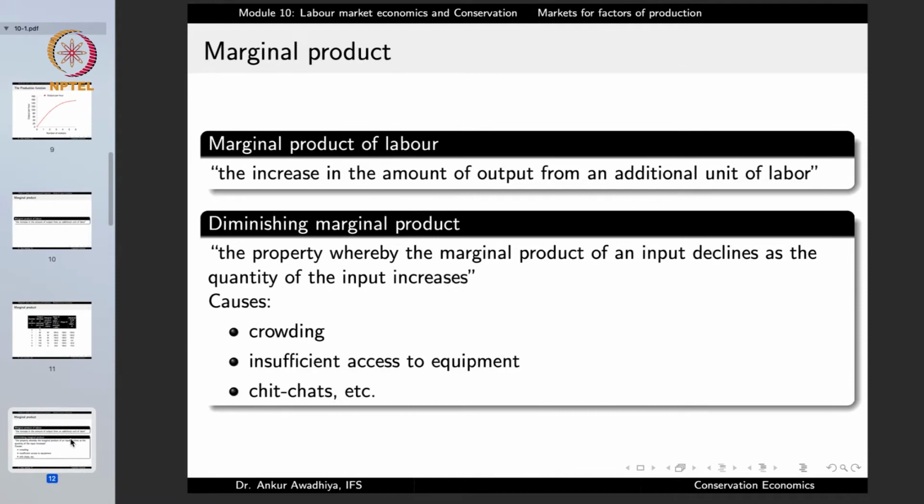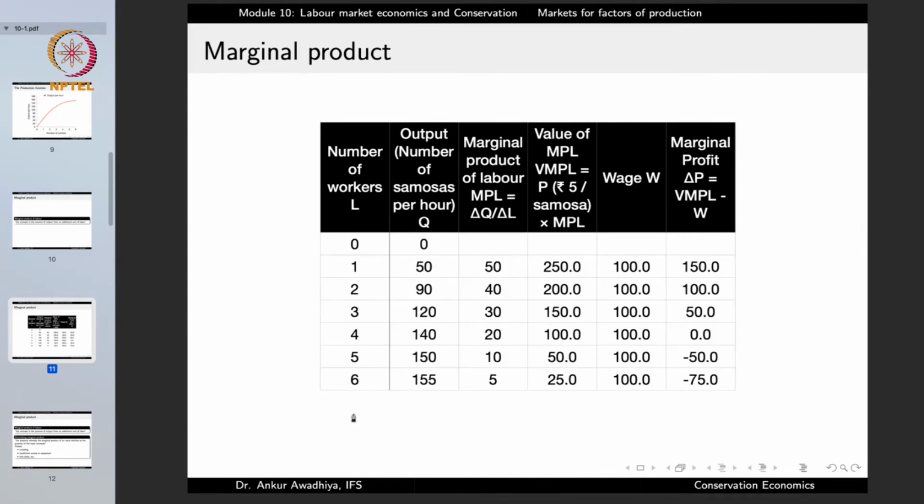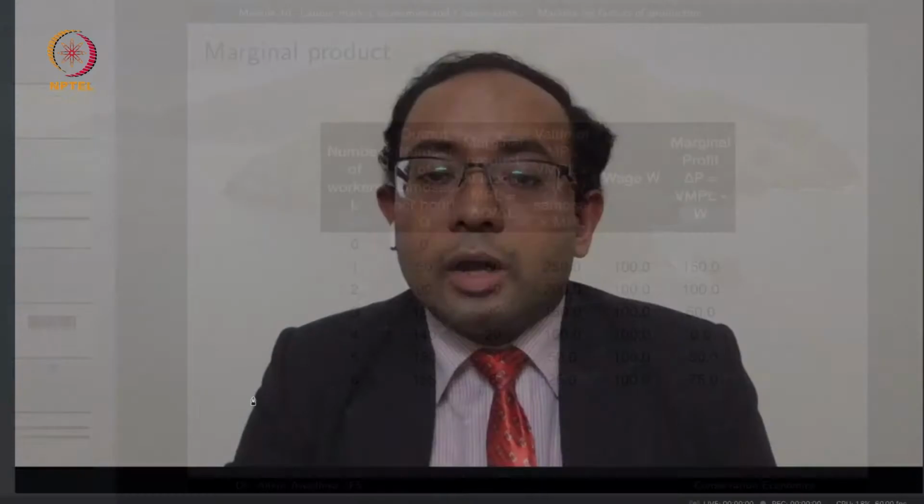Now, here we can talk about the law of diminishing marginal product. What does that mean? It is the property whereby the marginal product of an input declines as the quantity of the input increases, which is what we are observing here. As the number of laborers increases, the marginal product goes on decreasing. So it is the law of diminishing marginal product. Diminishing means reducing. So it is the law of reducing marginal product. With more and more labor, the marginal product of labor goes on decreasing.